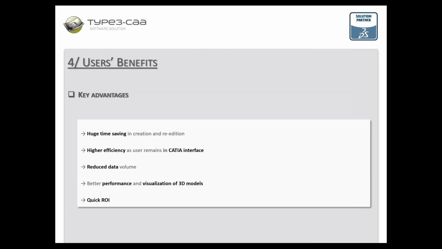There are many advantages of working with Type 3, and the most important benefit is really the huge time saving in creation and in re-edition. Using Type 3 also generates higher efficiency as the user remains in the CATIA interface. Reduced data volume, so the CATPART size can really be drastically downsized. Better performance and better visualization of 3D models, and as a result, the return on investment is very fast.